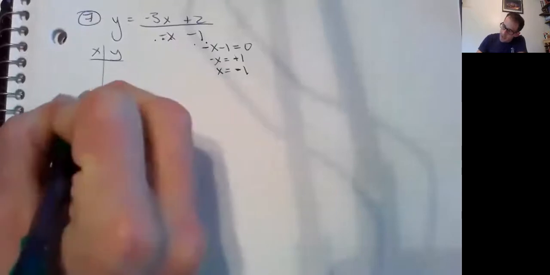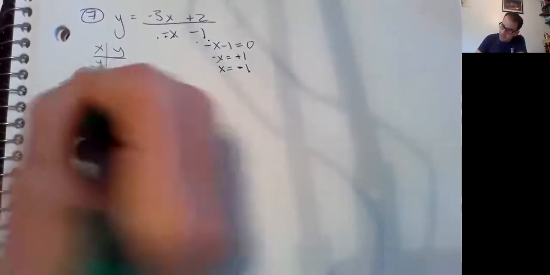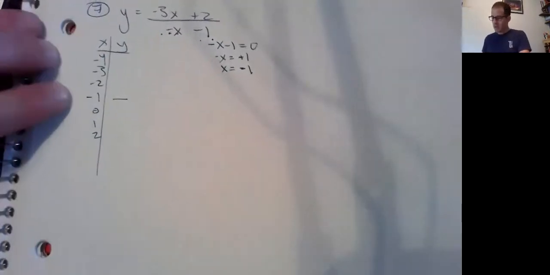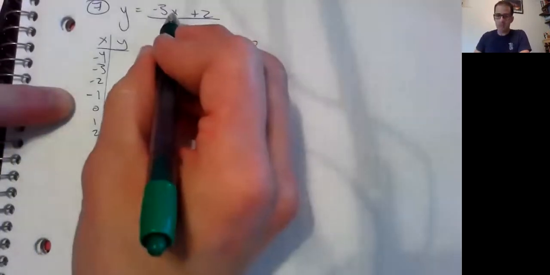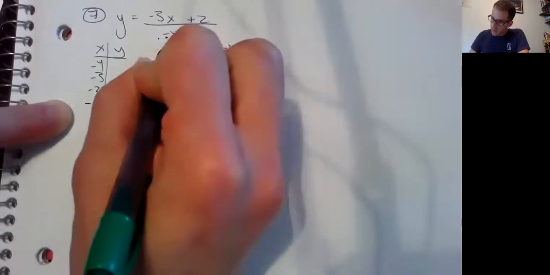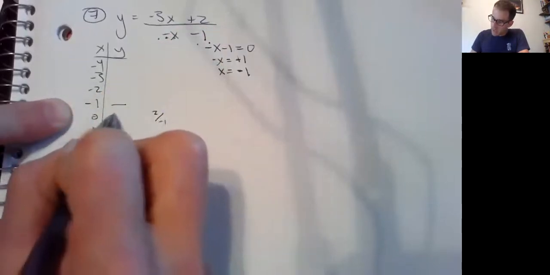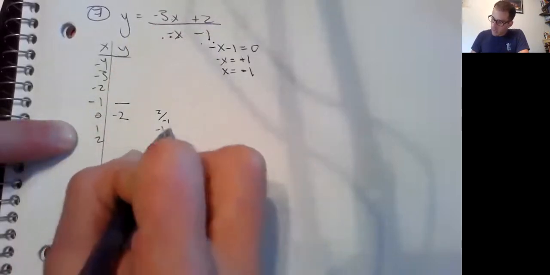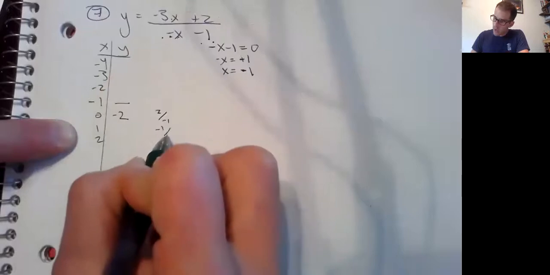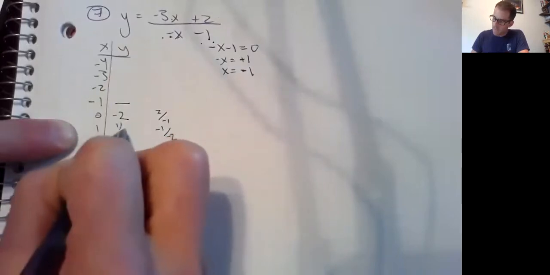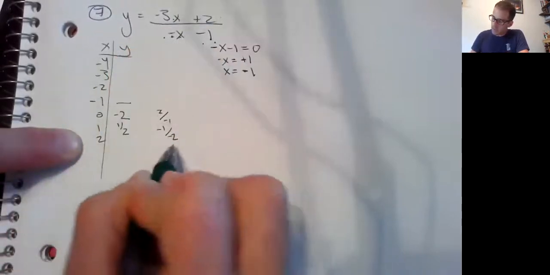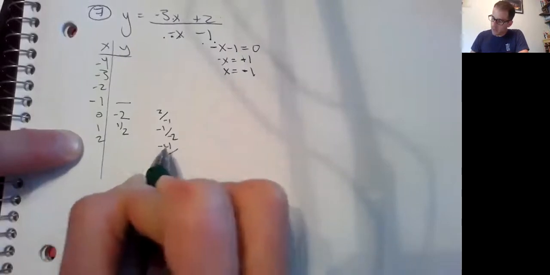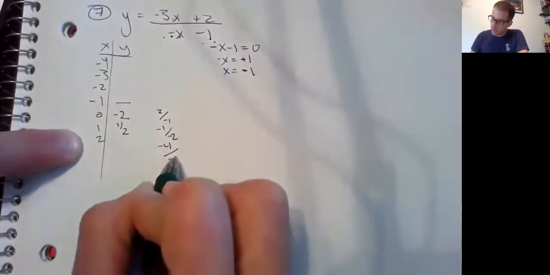Okay, 3 numbers that are bigger: 0, 1, 2. 3 numbers that are smaller. Okay, nice and slow with the math. Let's plug in 0. That's the easy one. 0 plus 2 is 2. 0 take away 1 is negative 1, so that's negative 2. Negative 3 plus 2 is negative 1. Negative 1 take away 1 is negative 2. Negative 6 plus 2 is negative 4. Negative 2 take away 1 is negative 3.